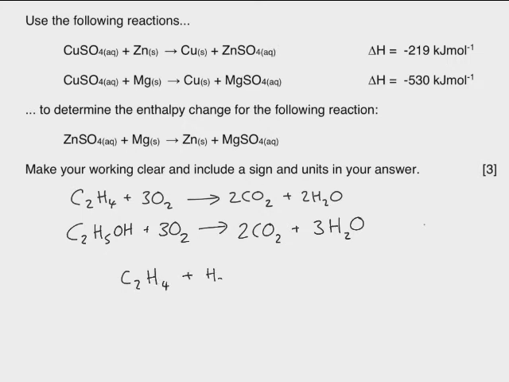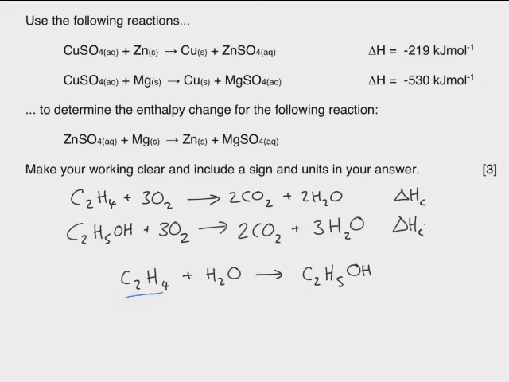So we can use those two reactions above to work out the reaction of ethene and steam, which is very hard to work out directly because it's done at high pressure and high temperature with a catalyst. So it's very difficult to measure that enthalpy change. So we can measure the top two because they're combustions. Those are easy to measure.